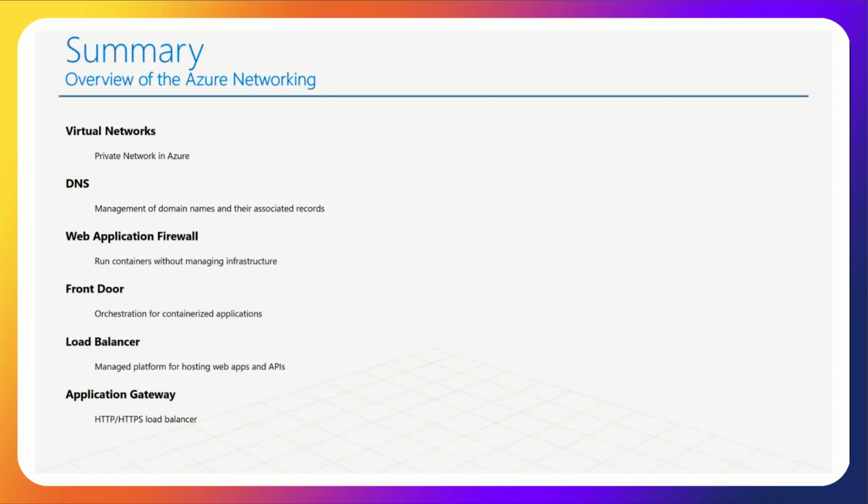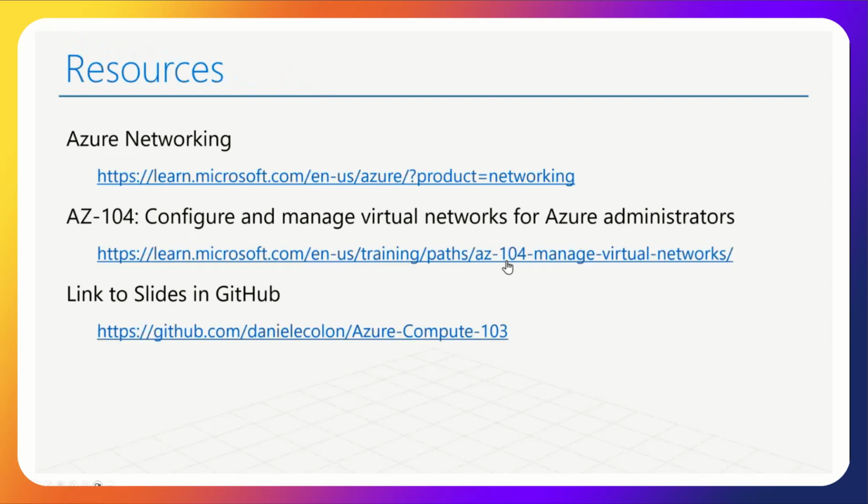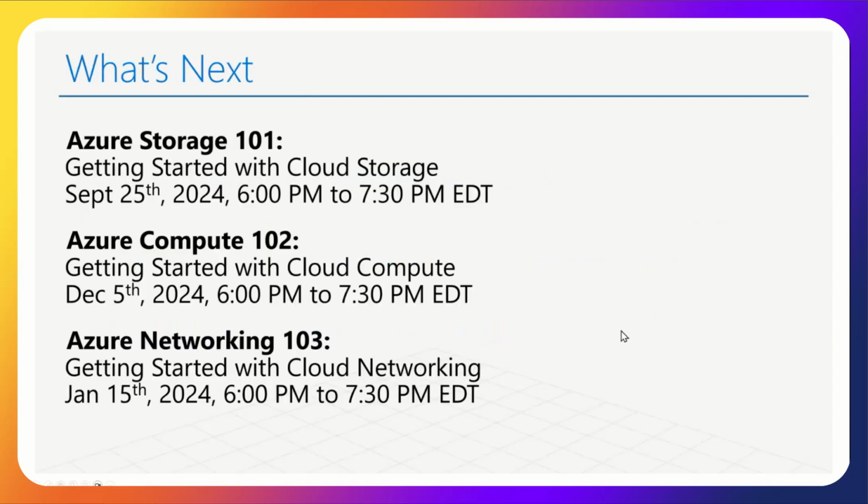Okay, so we looked at virtual networks, DNS, load balancer, the application gateway. We very briefly mentioned the web application firewall and the front door. Now, the application gateway, the load balancer, and the front door are all samples or different versions of load balancers. Here I even point to 104. Slides will be available on GitHub. And no, we're done there.